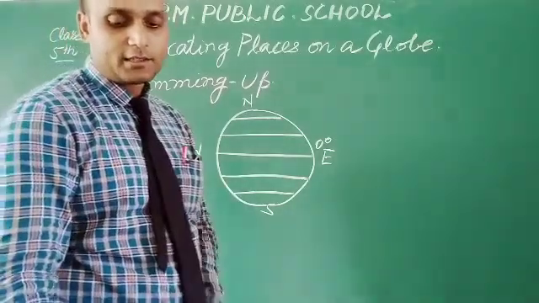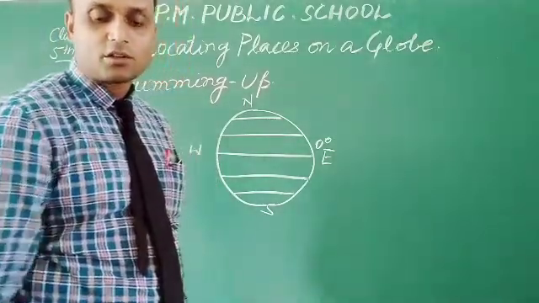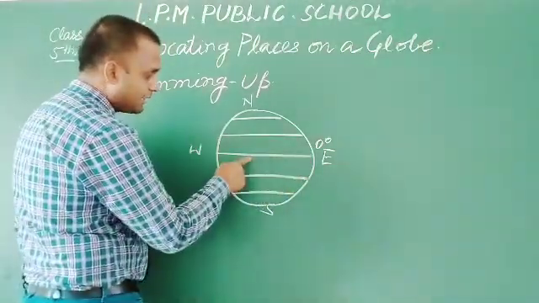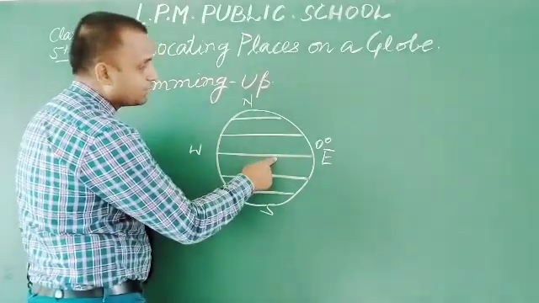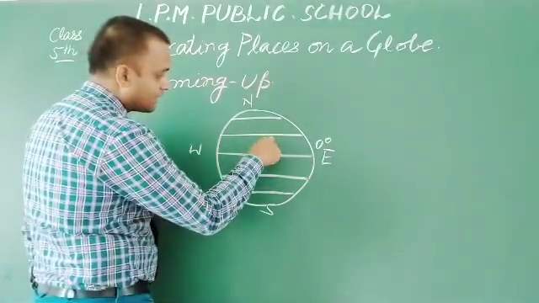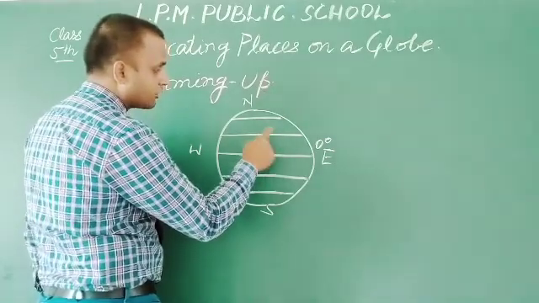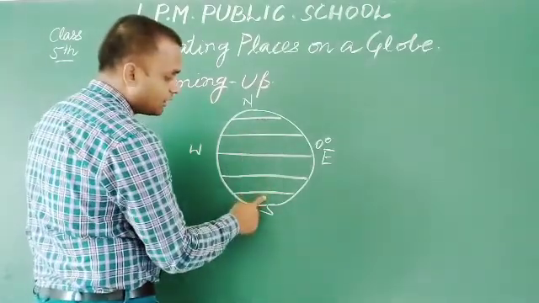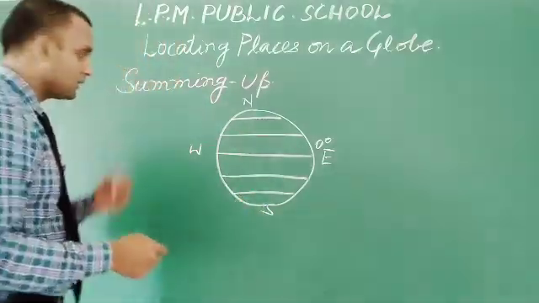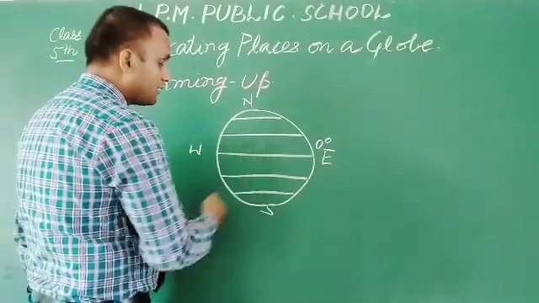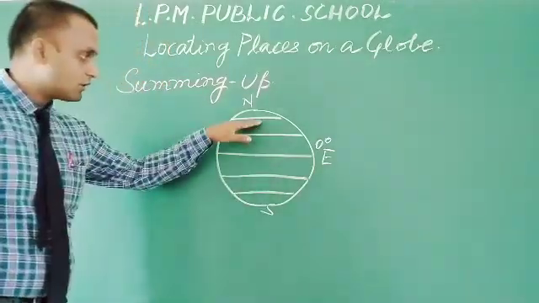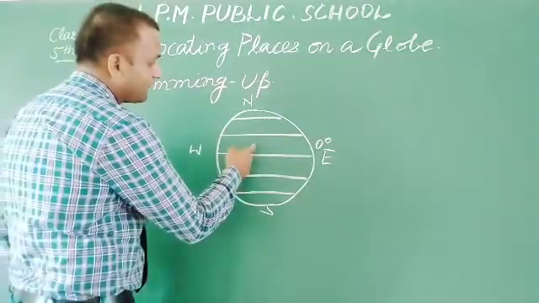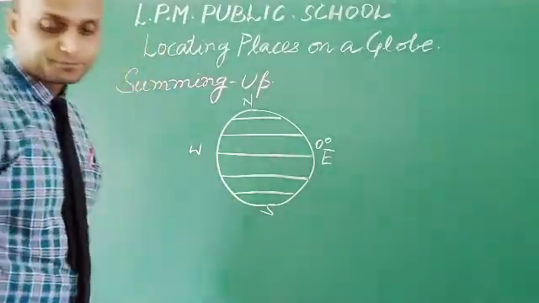Now next point is, they mark the distance of a place north or south of the equator. When we are talking about lines, any line we can take, either it is the equator, the Tropic of Cancer, the Tropic of Capricorn, the Arctic Circle or the Antarctic Circle. Each line tells us the distance of a place north or south, at what distance they lie from the equator.